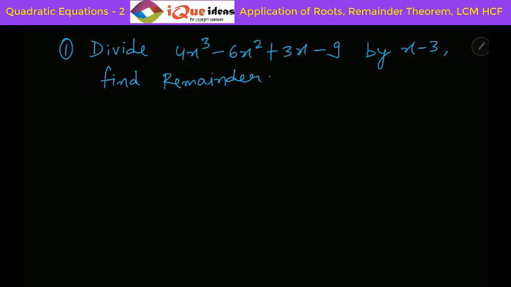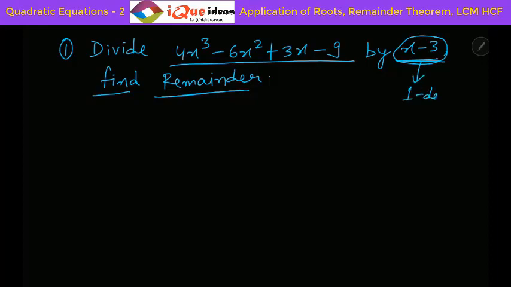Now let's take up a couple more questions on finding remainder. Let's look at this question. It says, divide this expression 4x cubed minus 6x squared plus 3x minus 9 by x minus 3 and find the remainder. The only condition that we need to check is whether the divisor is of 1 degree or not. As you can see, x minus 3 is 1 degree.